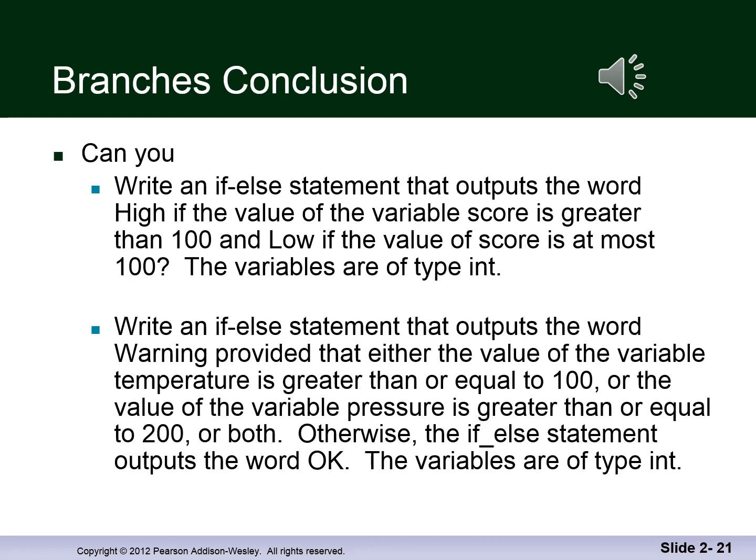Second one, write an if-else statement that outputs the word warning, provided that either the value of the variable temperature is greater than or equal to 100, or the value of the variable pressure is greater than or equal to 200, or both. Otherwise, the if-else statement outputs the word OK. So you're going to have an or in your condition, your expression being evaluated.